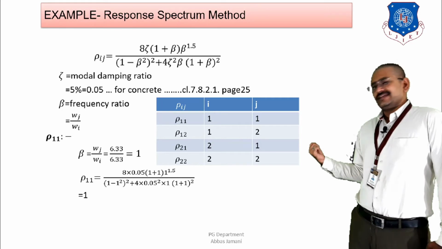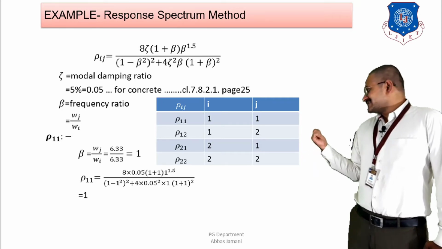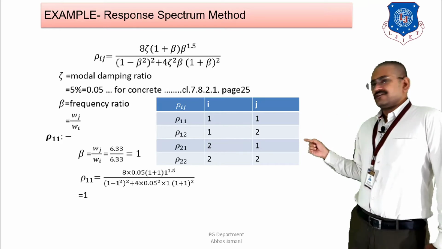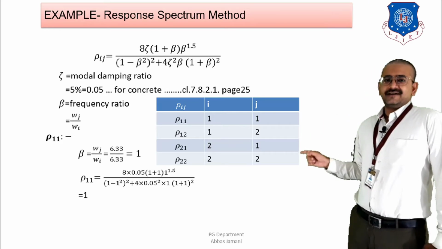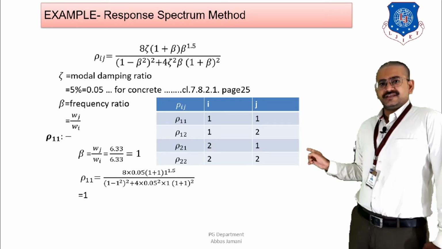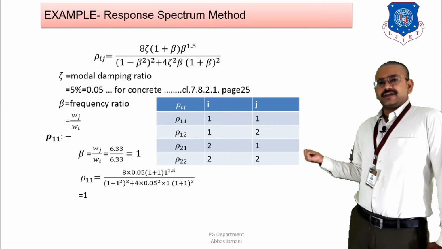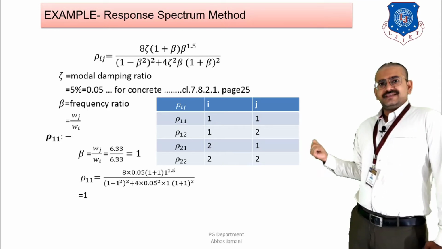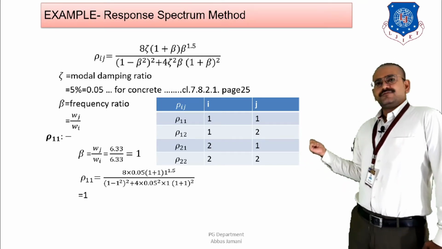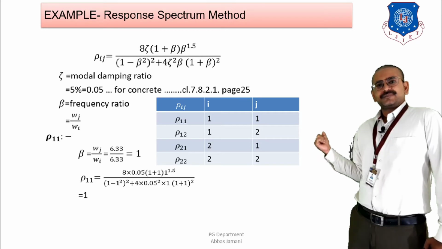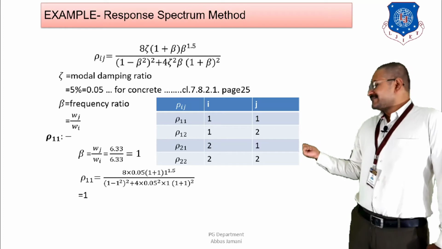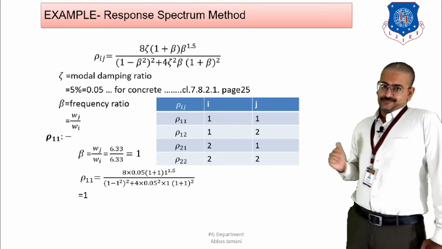So if I am calculating the value of rho 11, then i equal to 1 and j equal to 1. Therefore beta is equal to omega 1 divided by omega 1. Why? Because j is also 1 and i is also 1 for the first case, that is rho 11. If I am talking about the second case, that is rho 12, then beta will be equal to omega 2 by omega 1. Why? Because in case of rho 12, the value of j is 2 and the value of i is 1. So beta is equal to omega 2 by omega 1.